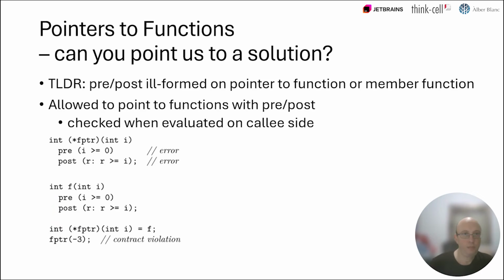Now to another thing that we won't have in C++26, and that is pre and post conditions on pointers to functions. For the same reason as before, that there are all sorts of problems that we'll see shortly, and we couldn't come up in time with an agreeable solution. So same as we saw before, we made this ill-formed. So you can see we have here a pointer to a function fptr. We cannot place pre and post on it, otherwise it's ill-formed.